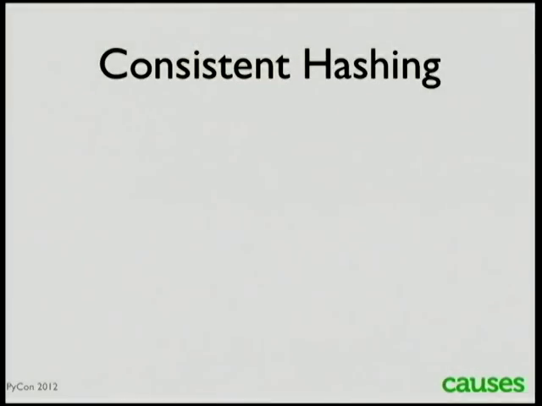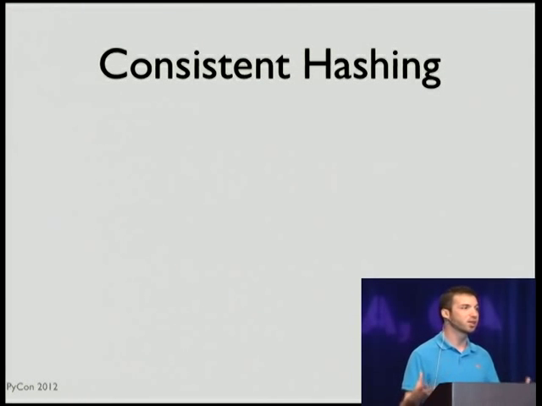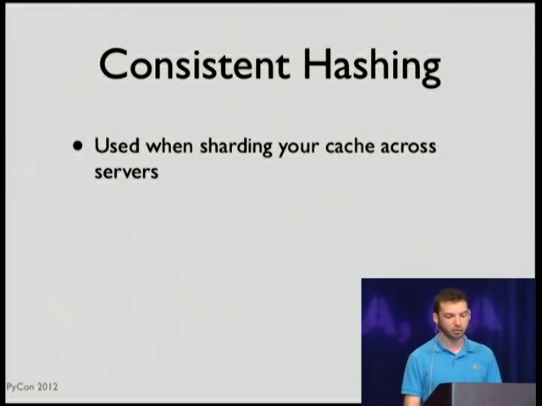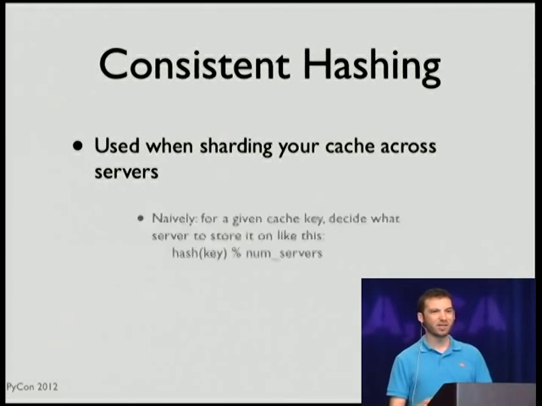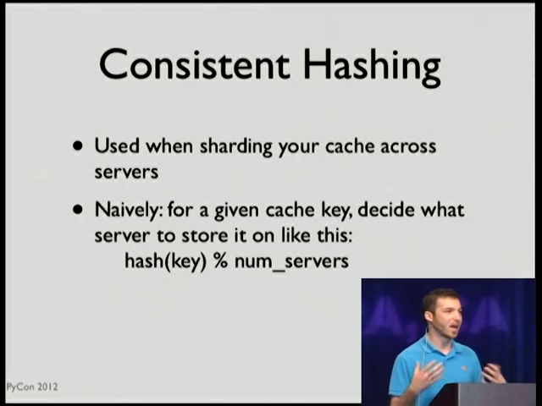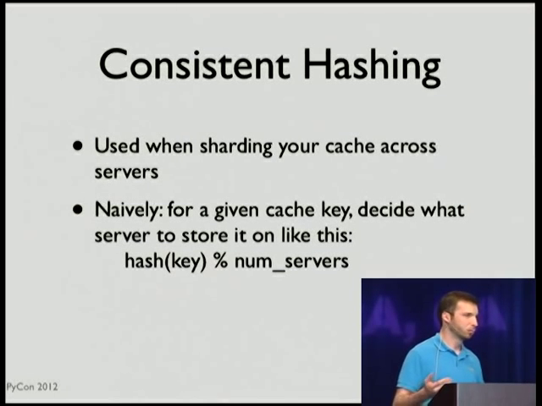And there's a technique that's really valuable for this that's called consistent hashing. So the idea with consistent hashing is that you can shard your data across a series of different cache servers. The naive way to do this is, given a cache key, let's take a hash function. We're really good at hash functions.